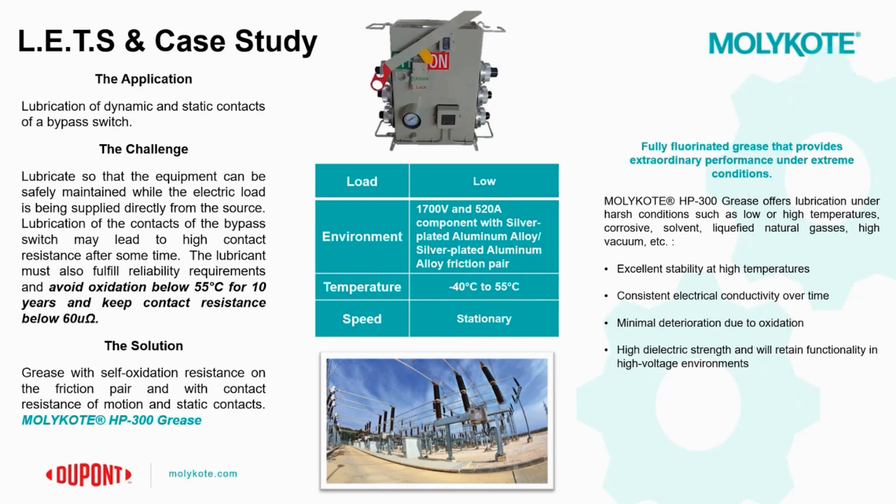The component is 1700 volts and 520 amps, and the friction pair here is a silver-plated aluminum alloy and a silver-plated aluminum alloy friction pair. So two of the same material pairs, essentially a metal-on-metal friction pair. And the temperature requirements here are a bit stringent, requiring relatively low temperature at -40 C, and the higher operating temperature range being 55 degrees C. And then lastly, when we consider the speed in this application, we can note that this is also a stationary application as well. This isn't a moving part that we're looking at.